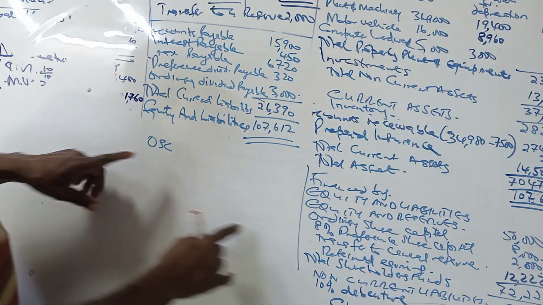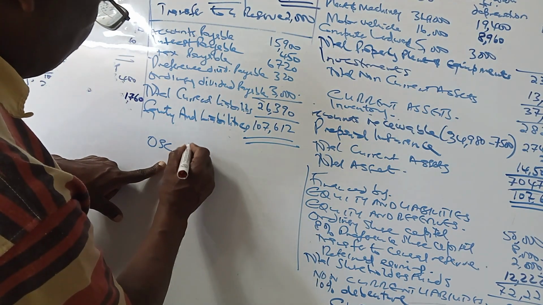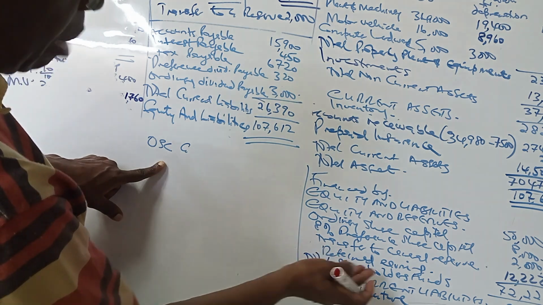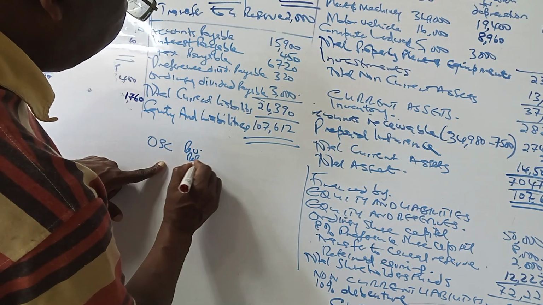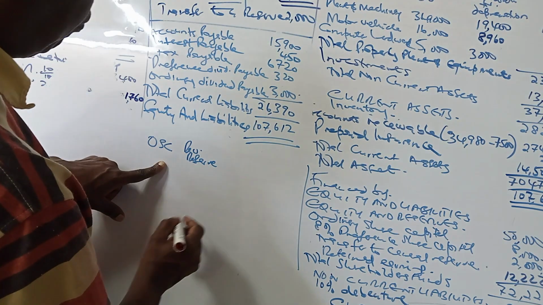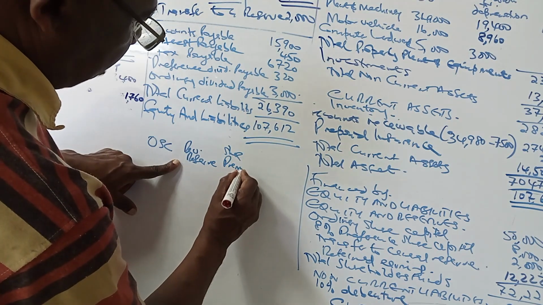So we get ordinary share capital. We avoid preference shares. We transfer. We talk about general reserve. We may even have many others. You may even have revaluation reserve. You may even have share premium.